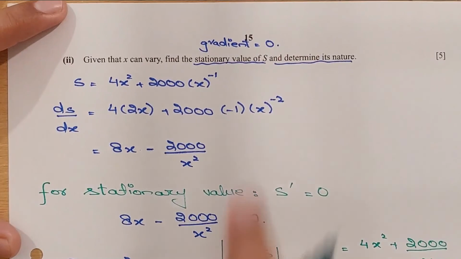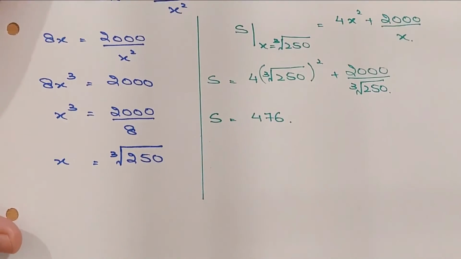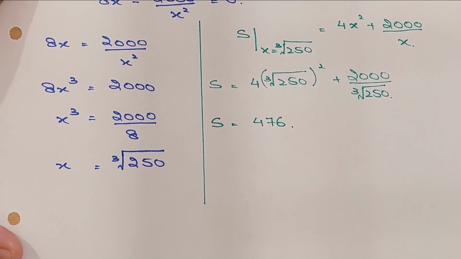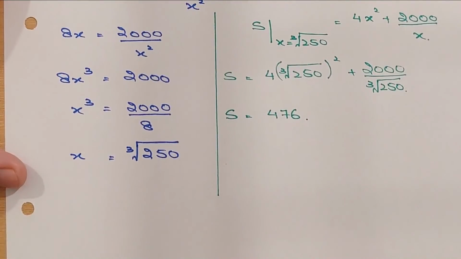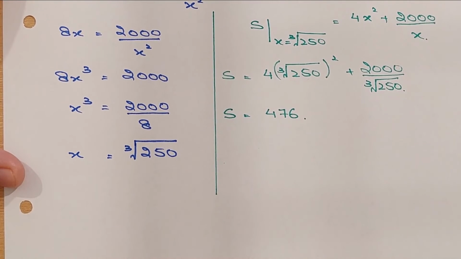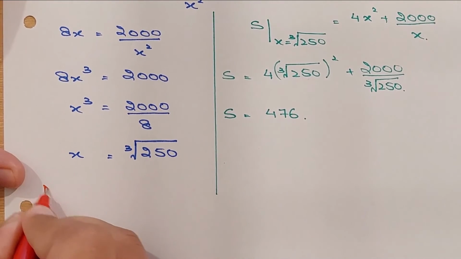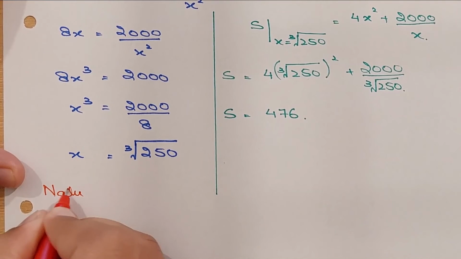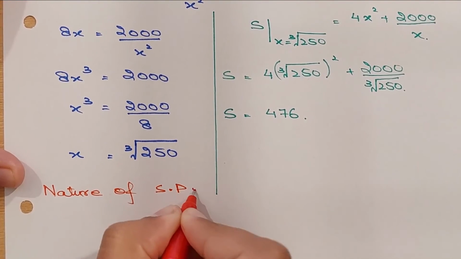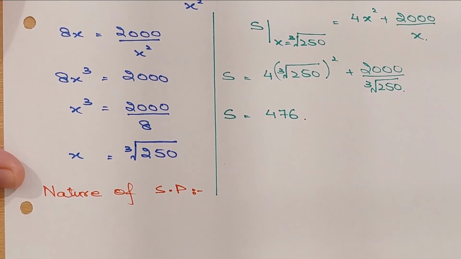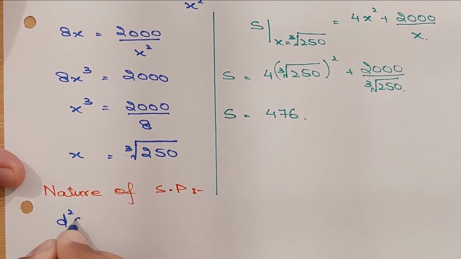And second, we have to determine the nature of the stationary point. To get the nature of the stationary point, we have to find the second derivative. So this is the first derivative; let me find the second derivative. So this is for the nature of the stationary point. Take the second derivative, d2S over dx square.